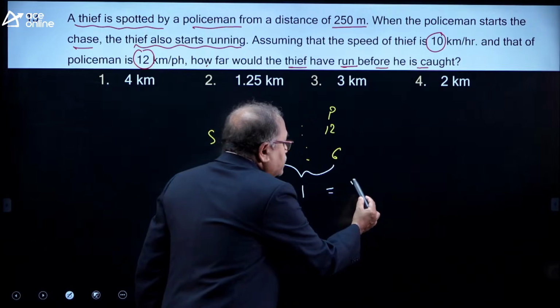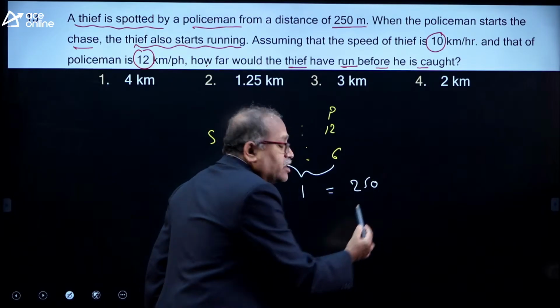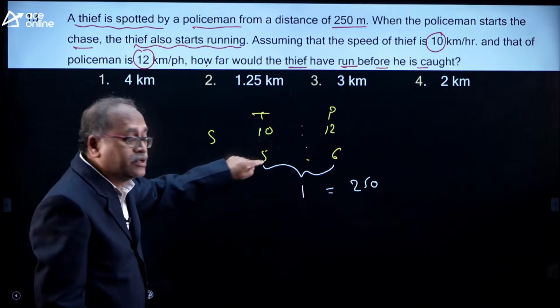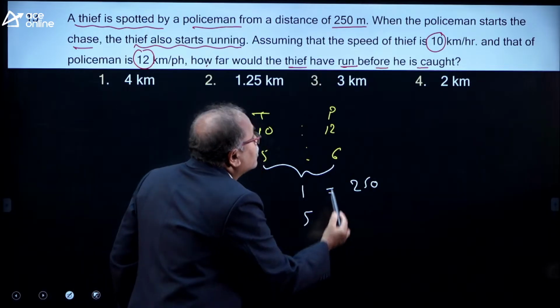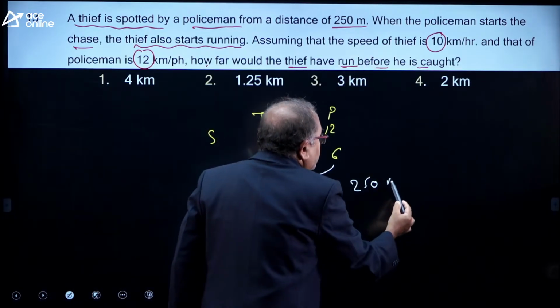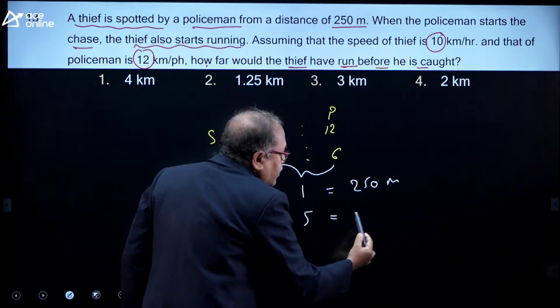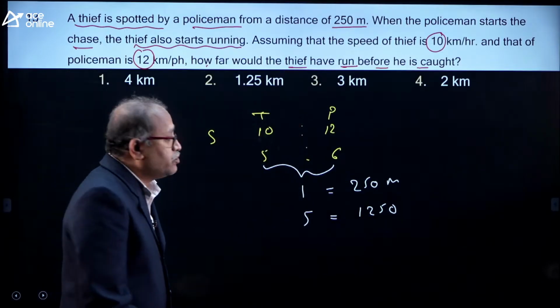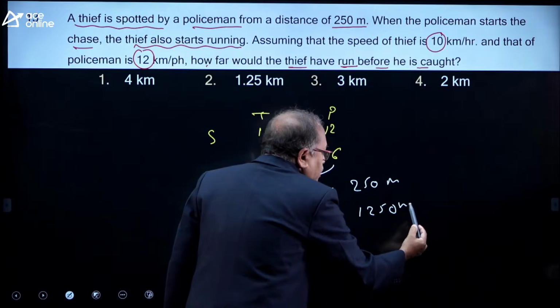So, one part is equal to 250. The thief has done how many parts? 5 parts. Then 5 parts is equal to 250 meters times 5, which is 1250 meters.